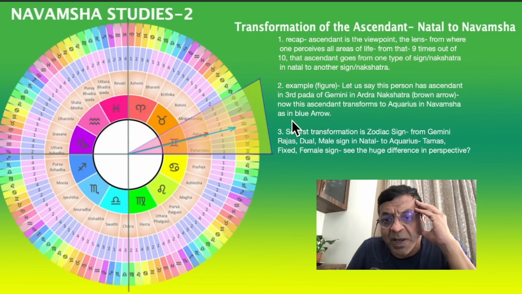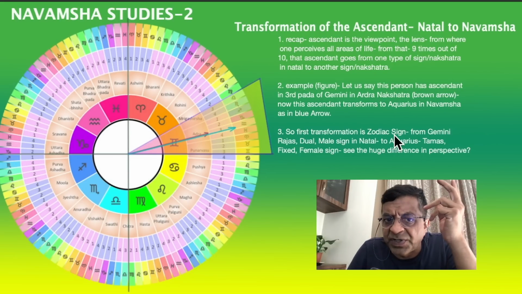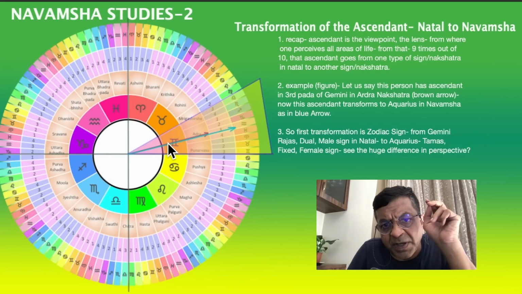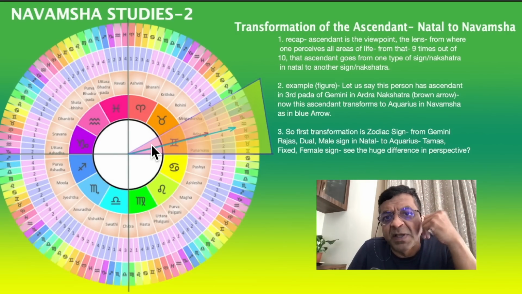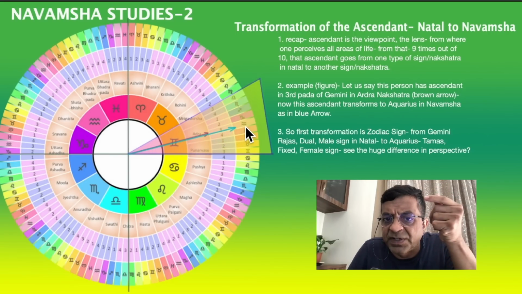So what happens here? The first transformation is the zodiac sign itself, that is the dispositor, in this case going from Gemini to Aquarius, ruled by Saturn and Rahu. So there's the transformation right there. First is the transformation of the dispositor, the zodiac sign. Nakshatras will come next. Nakshatra colors that particular attribute, but actually the first transformation is always the dispositor. Going from Gemini, which is ruled by Mercury, towards Aquarius, ruled by Saturn and Rahu. So that's the first transformation.